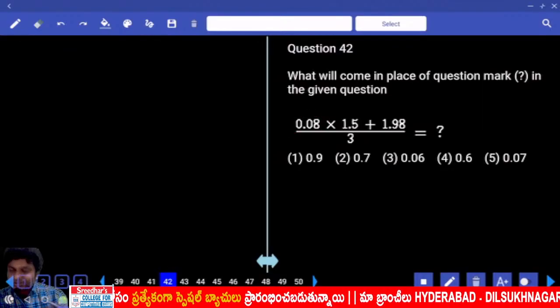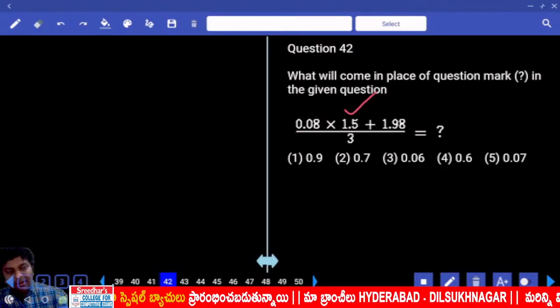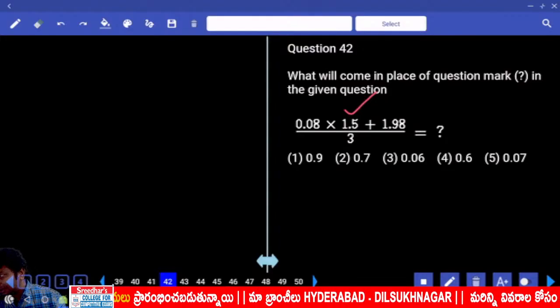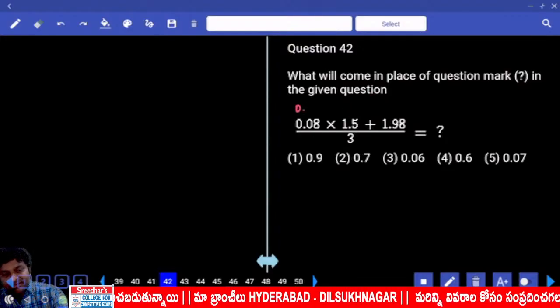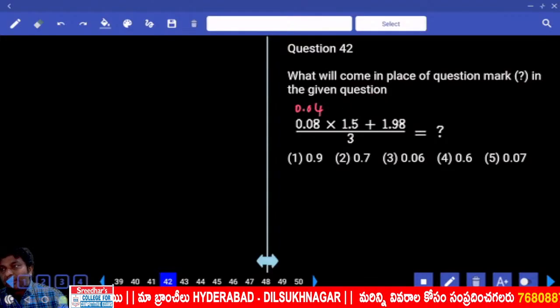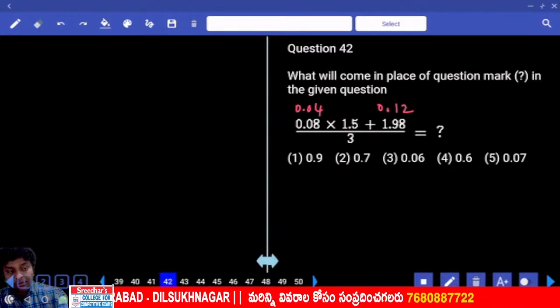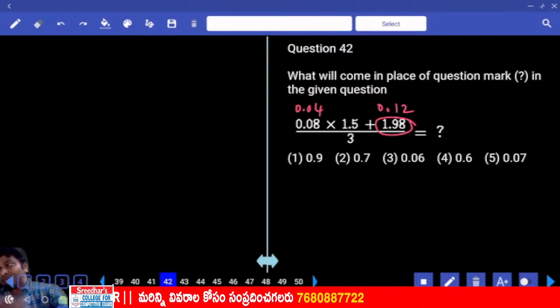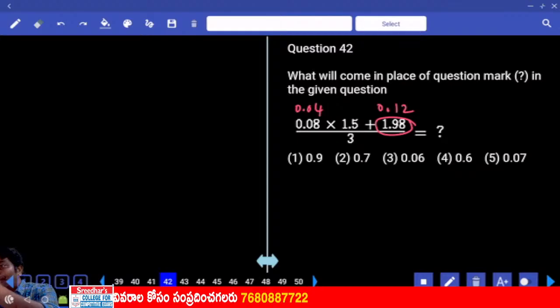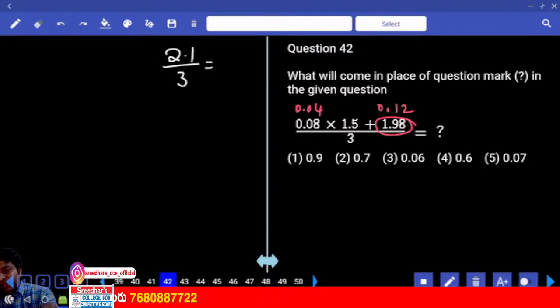Forget about decimal for some time. Or even with the decimal also you can consider. 1.5 times in the sense 1 time plus half. Half of this number 0.04. If you add both, 0.12. If you add 0.02 to this number, it becomes 2. Extra we have 0.1. So that is total 2.1 divided by 3. Answer 0.7.